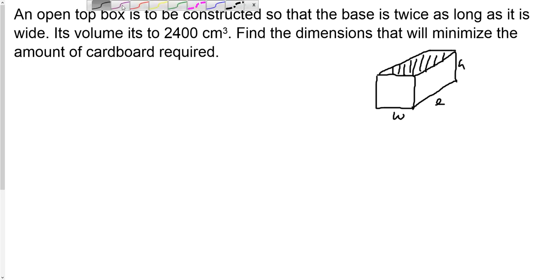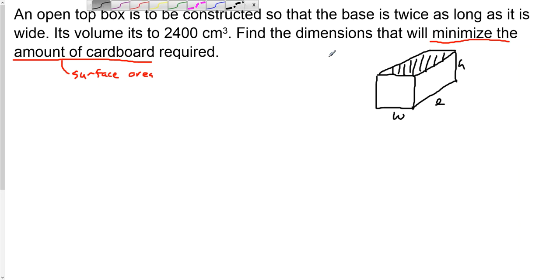So our first thing is let's figure out what we want to optimize in this question. They tell us that we want to minimize the amount of cardboard. So if we're talking about the amount of cardboard that's going to go into making this box, the thing that we want to minimize is the surface area. So that means we have to come up with an equation for the surface area of this box, and we're going to take the derivative, set it equal to 0, and find the minimum value.